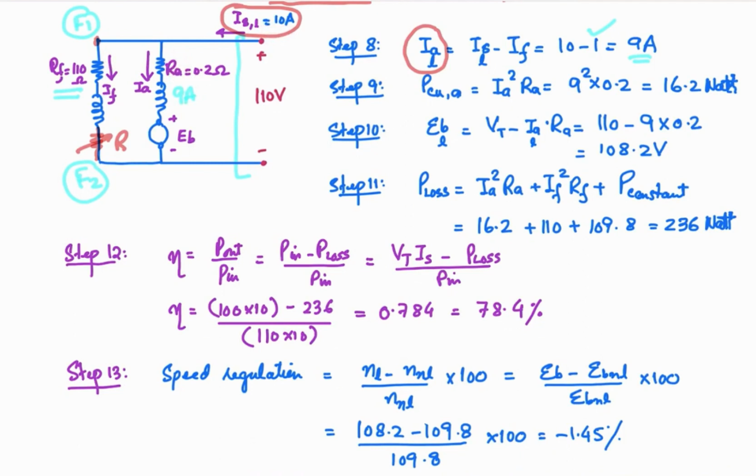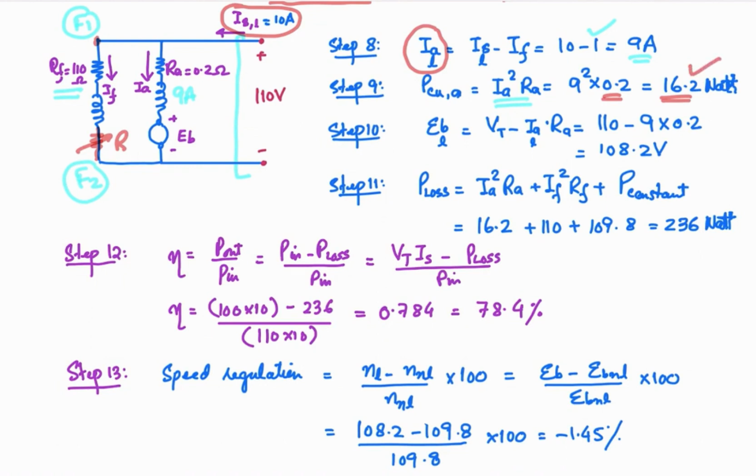Okay, so armature copper loss is going to change. No change in the field copper loss because I_F squared R_F is going to remain the same. But the armature current has changed, so armature copper loss is going to change. We need to recalculate it, and that is equal to I_A squared into R_A. So 9 squared into 0.2, so 16.2 watt is the power that is now being lost in the form of heat across the armature.